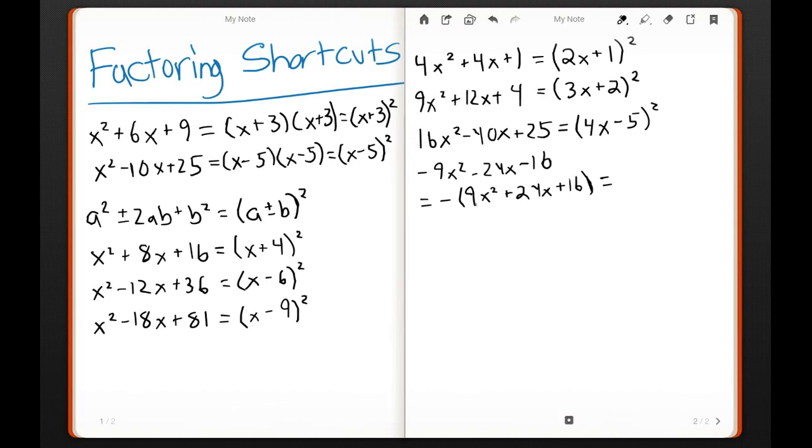And now we can factor this. Well, let's see if we can. Square root of 9 is 3. Square root of 16 is 4. 3 times 4 times 2 is 24. So now to factor this, remember to keep the negative outside there. Negative square root of 9x squared is 3x plus square root of 16 is 4, squared. Okay.